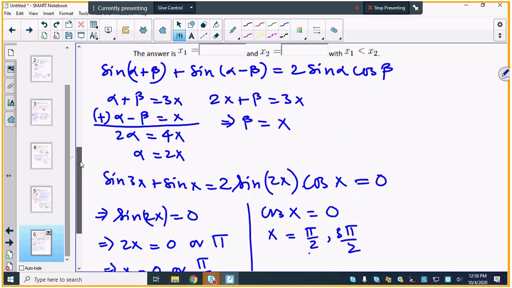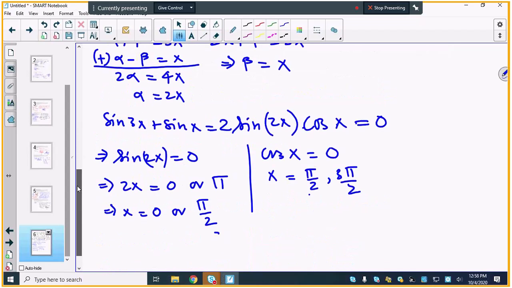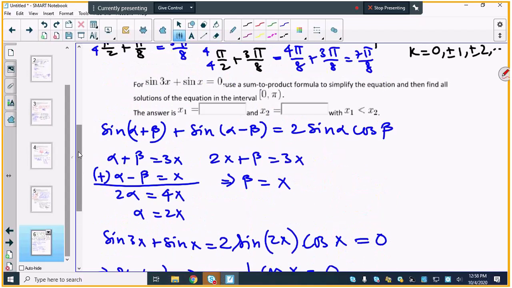And this answer of ours should be strictly between 0 and pi, so I can at once discard this solution because 3 pi over 2 is greater than pi. So it cannot be a solution. So my solutions are 0 and pi over 2. So x1 is 0 and this is pi over 2. So that answers the question, and it is the end of our lecture here.